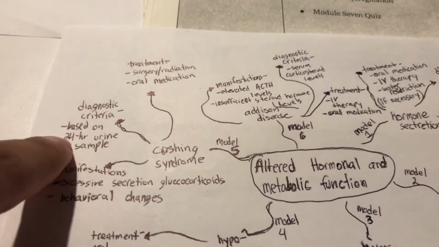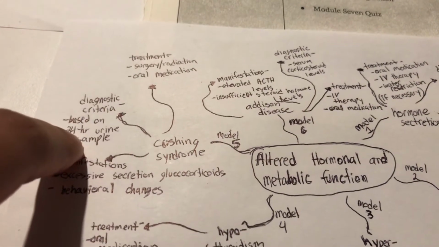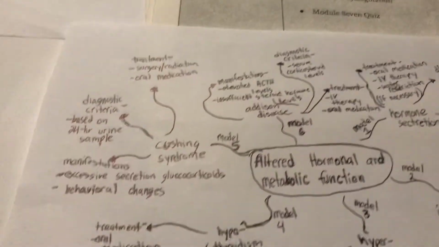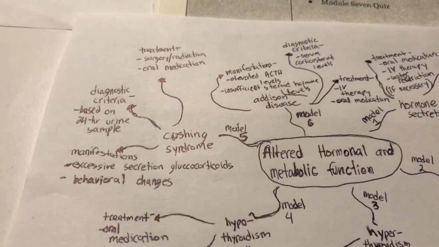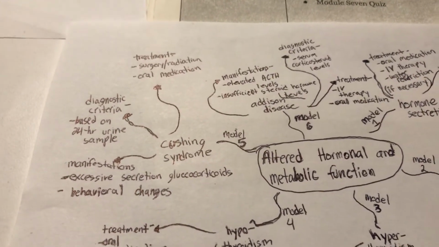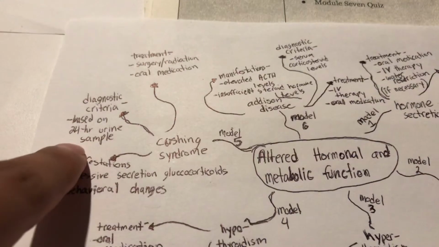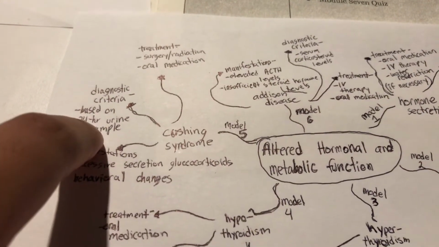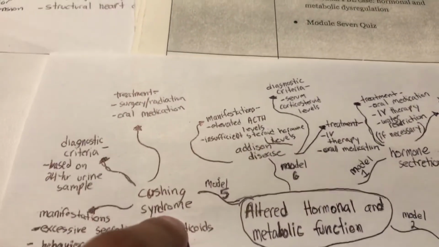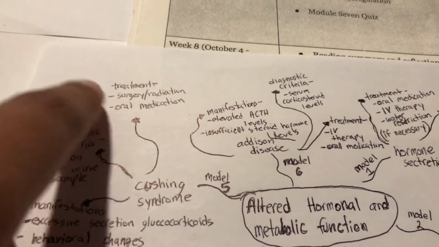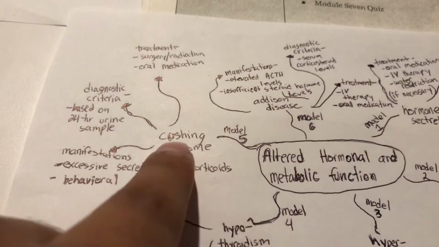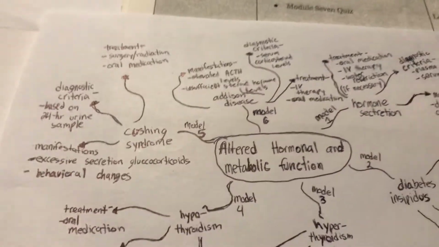And then diagnostic criteria. It's actually based on the 24-hour urine sample, because to diagnose this syndrome, based off of what I read in the textbook, there's so many different factors that go into it. So they have to go based off a really fresh urine sample as a diagnostic criteria for this syndrome. And then the treatment, I put the surgery slash radiation slash oral medication to help treat Cushing syndrome.